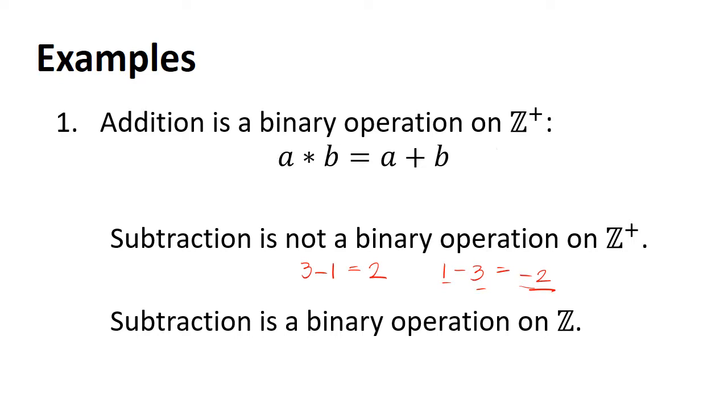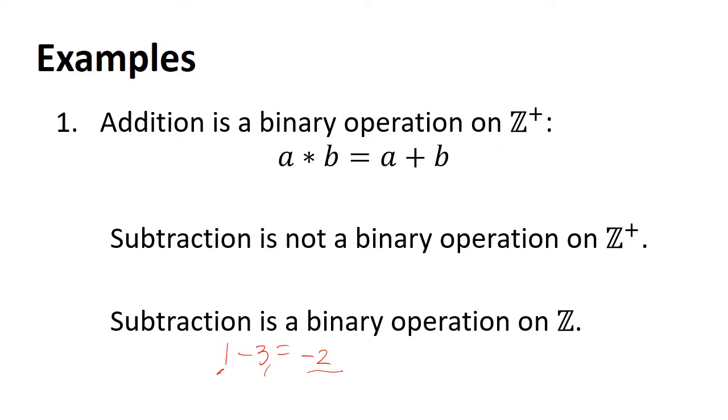However, subtraction is a binary operation on the set of integers. When we say set of integers, that comprises the set of positive integers, the set of negative integers, and 0. If we have an example, 1 minus 3 equals negative 2, subtraction is a binary operation on the set of integers because 1 is an integer, 3 is an integer, and 1 minus 3 equals negative 2, which is an integer.